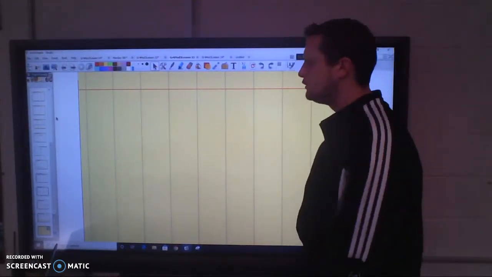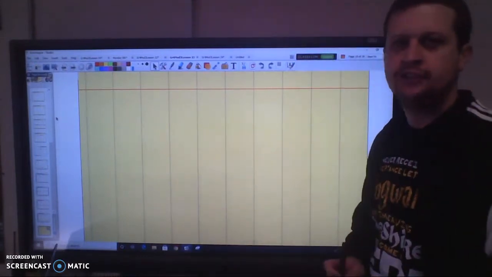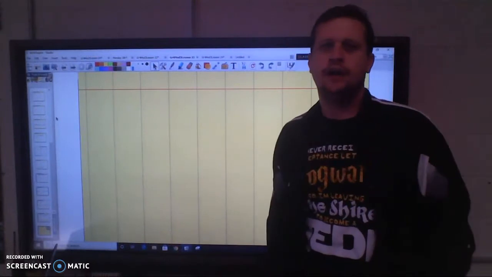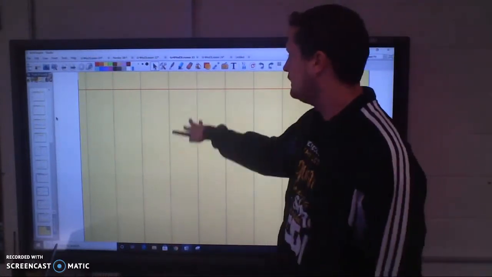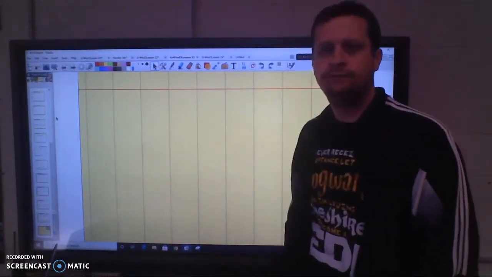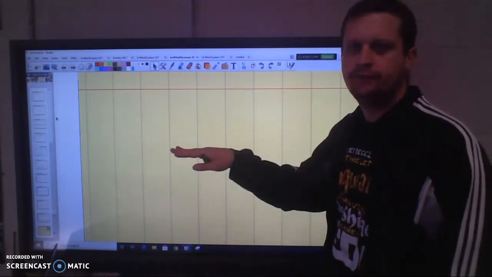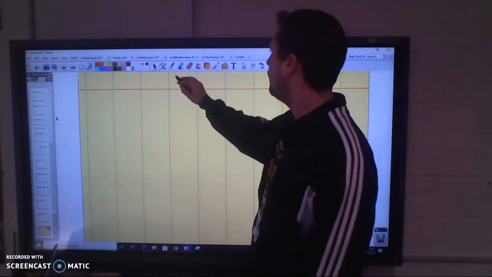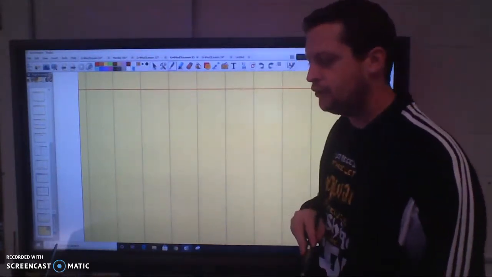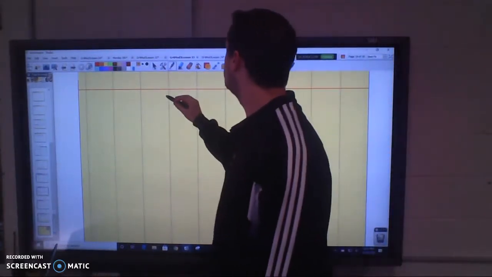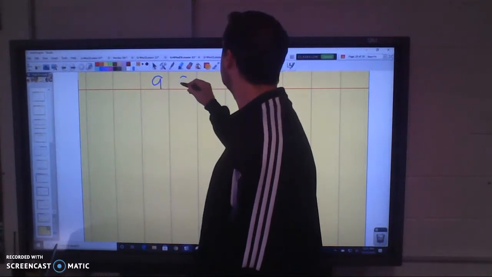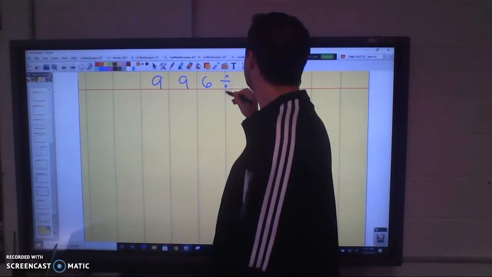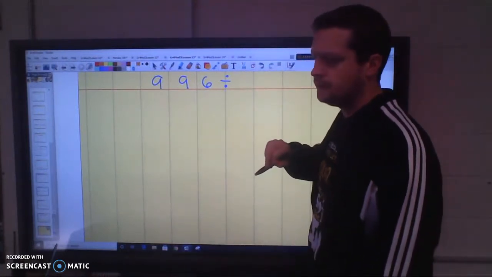All right. So again, just like we did yesterday, my suggestion is definitely to flip your paper sideways, so that way the lines are going vertical up and down instead of left to right. So that way we can put our numbers in it. All right. So here's our first problem today. Our first problem is 996 divided by 52.